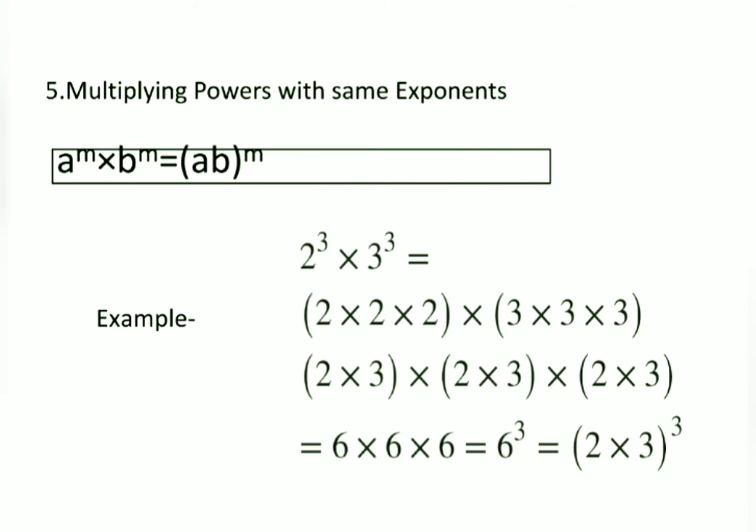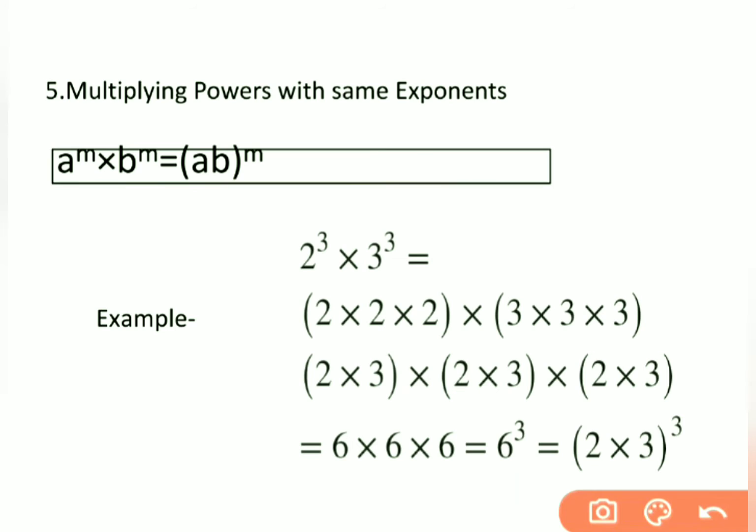Next law of exponent is about multiplying powers with the same exponent. It means we are multiplying exponential numbers having the same exponent. The student will see the law written on the screen as a raised to the power m into b raised to the power m is equal to a into b raised to the whole power m. Student, we will verify this law by taking an example.